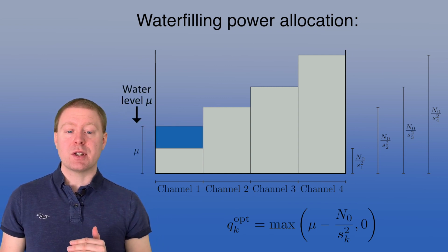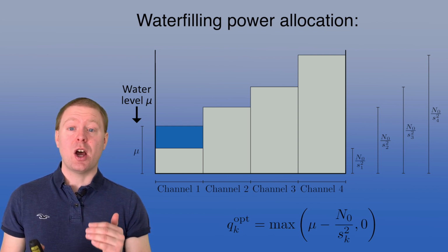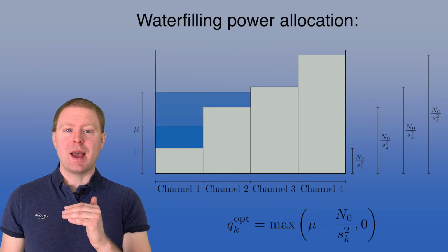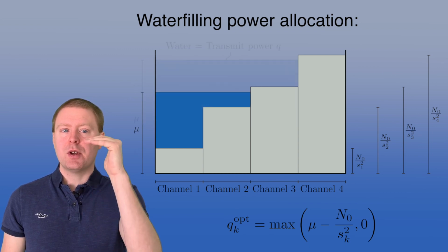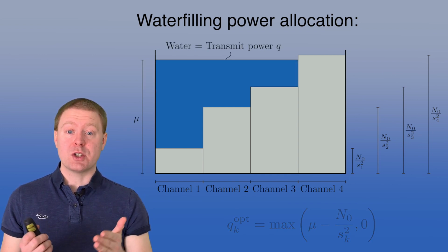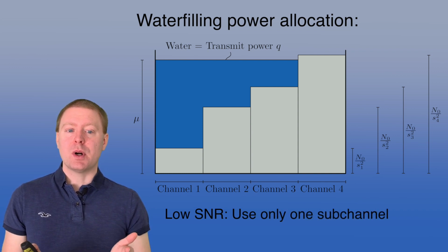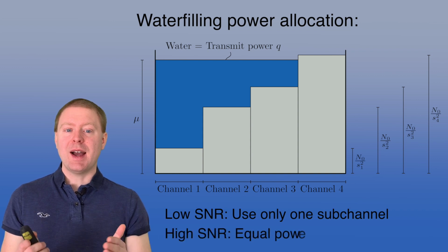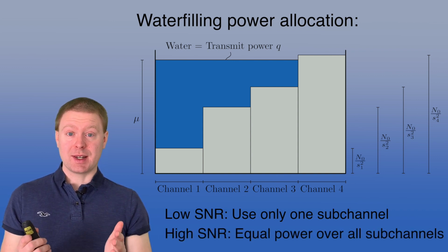And first, when we have just a little water, it will go to the strongest channel, channel 1 here, where we're dividing with s1, which is the largest value. And then when we add more and more water into it, we are reaching up to the second channel, the third channel, and maybe we will eventually have power on all of these channels. So at low SNR, or when we have a little power, we will maybe only use one subchannel, the best one. And when we have high SNR, we will put water onto all of these subchannels and approximately give them the same amount of power.